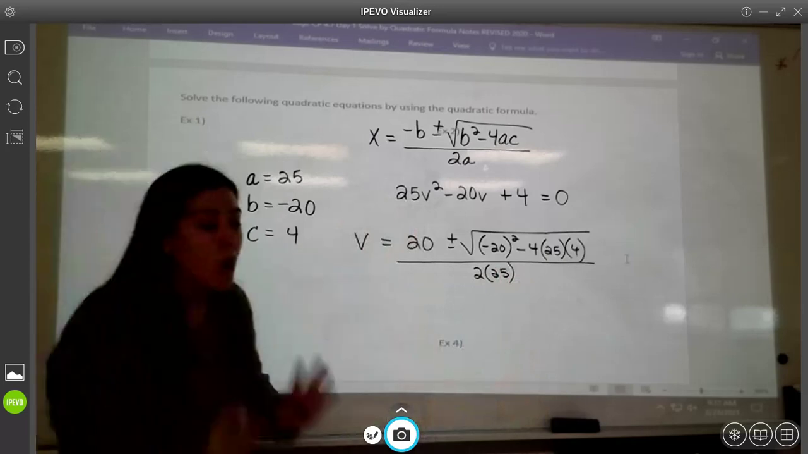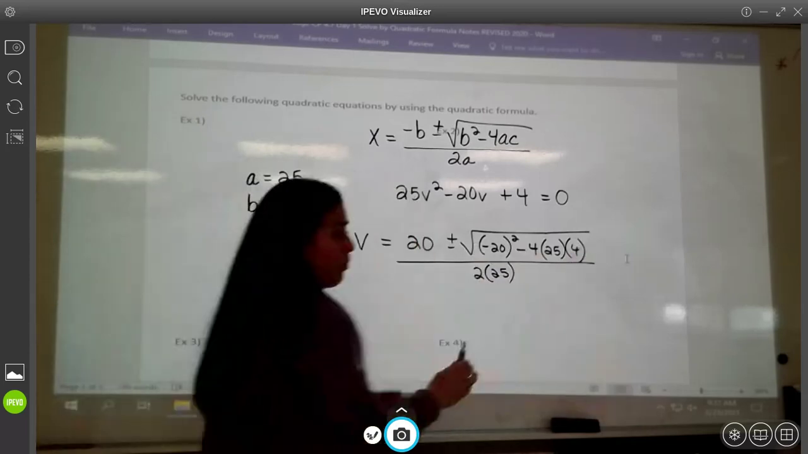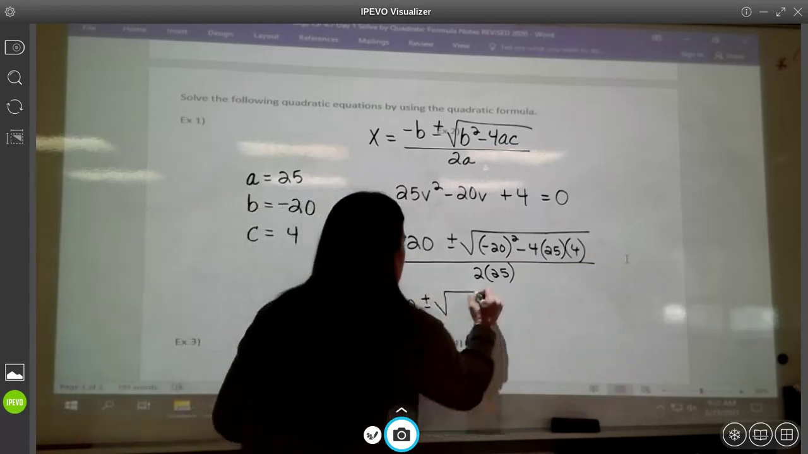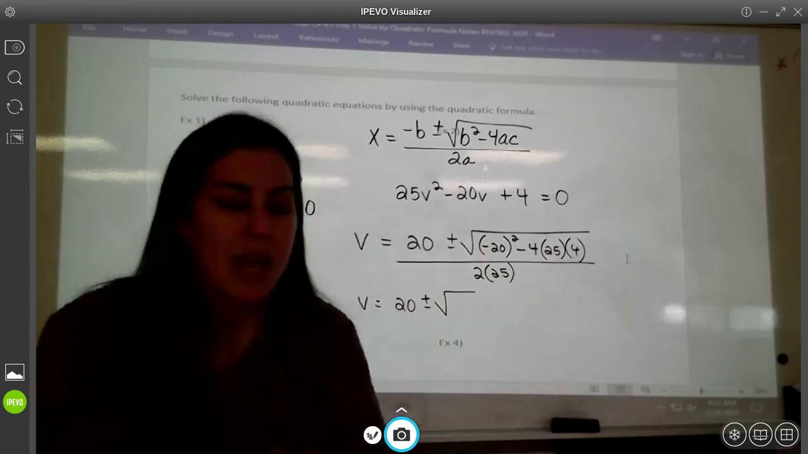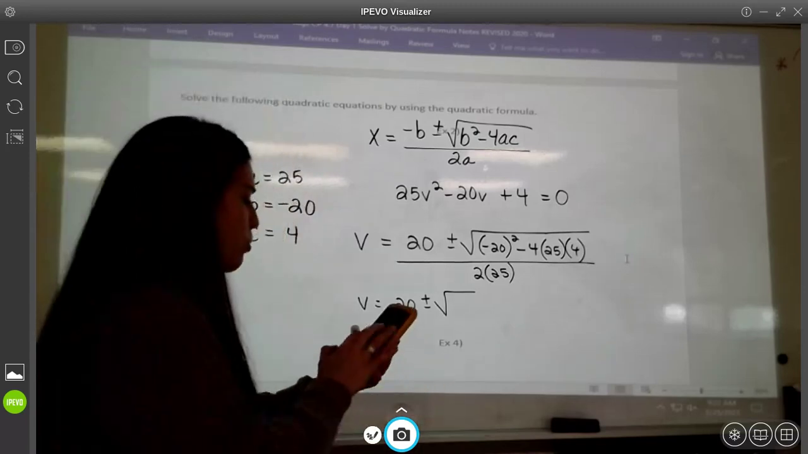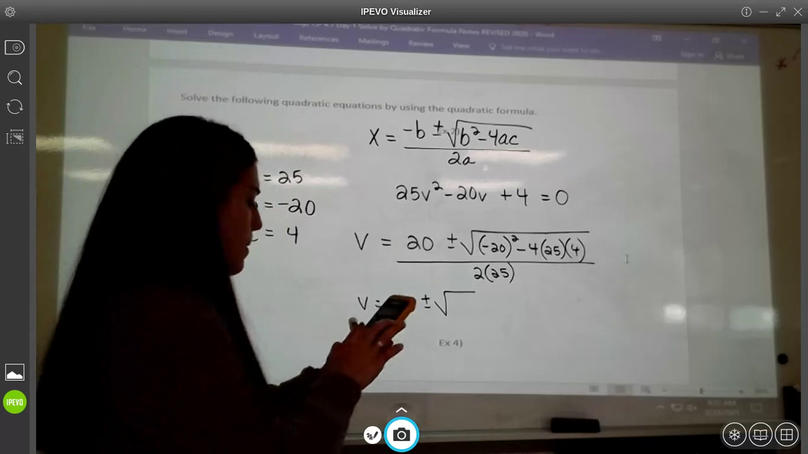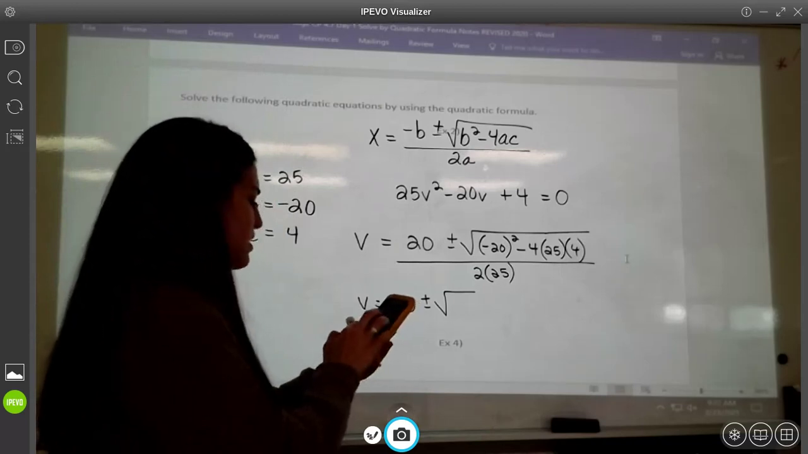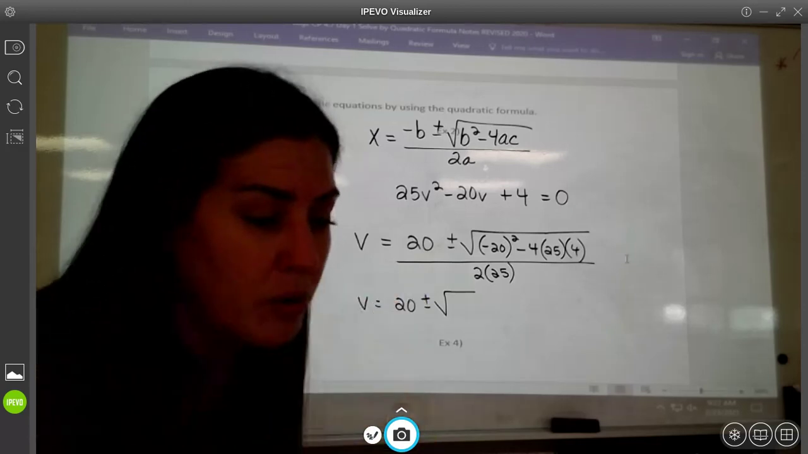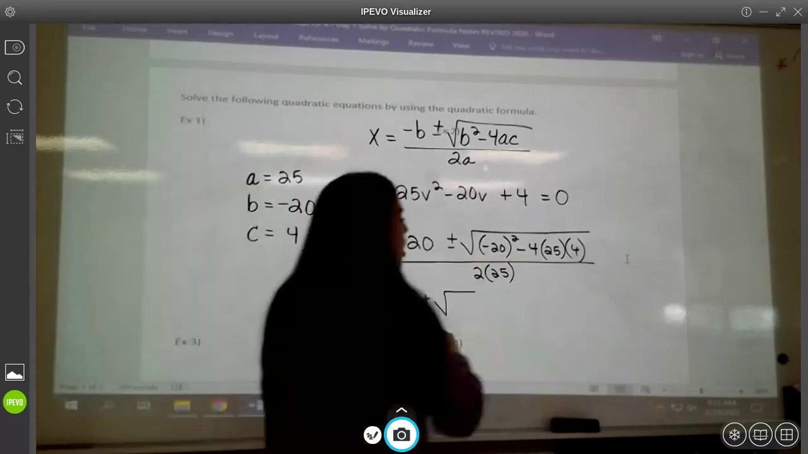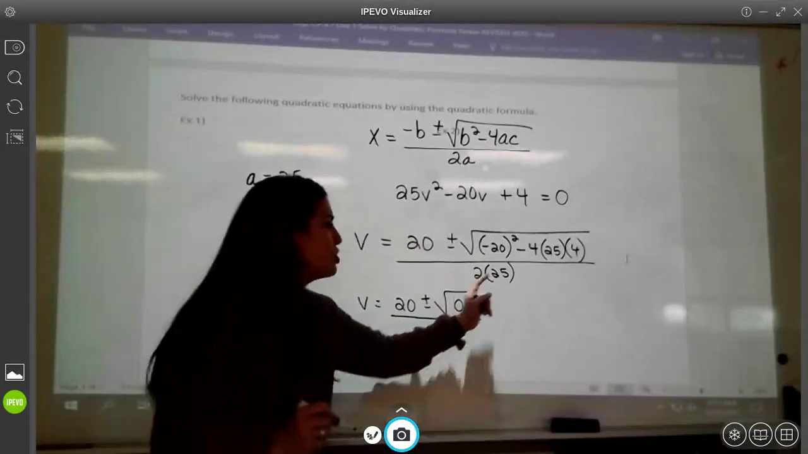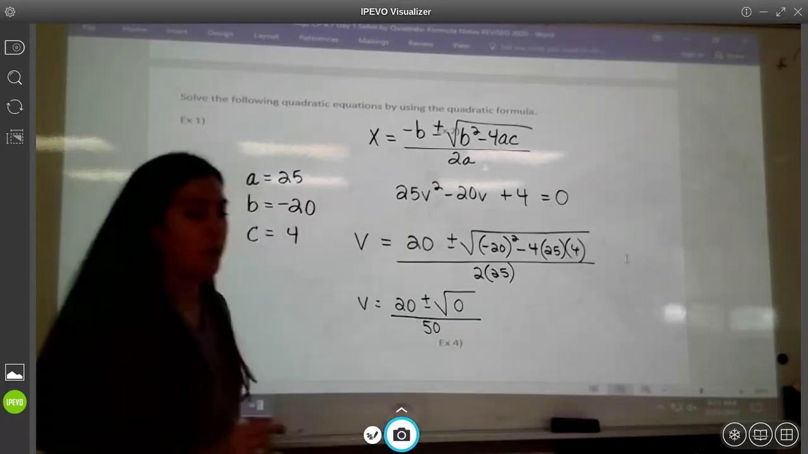Most of the work is underneath this square root, getting that number to become a number. So V equals 20 plus or minus the square root of... Guys, what is that number? Type it into your calculator exactly the way I wrote it, but do not put it under a square root. So parenthesis, negative 20 squared, subtract 4, parenthesis 25, parenthesis 4, hit enter. You should have gotten the number 0. So you're taking the square root of 0 and then dividing all of that by 2 times 25, which is 50.